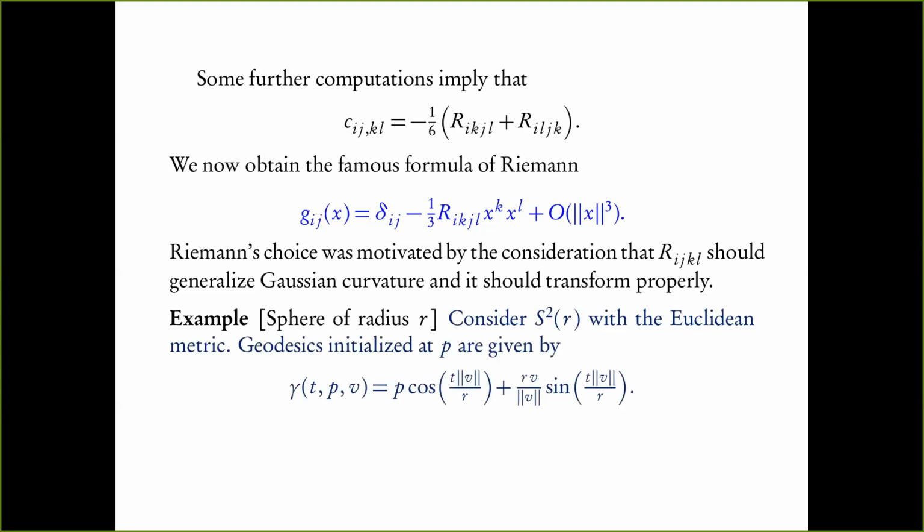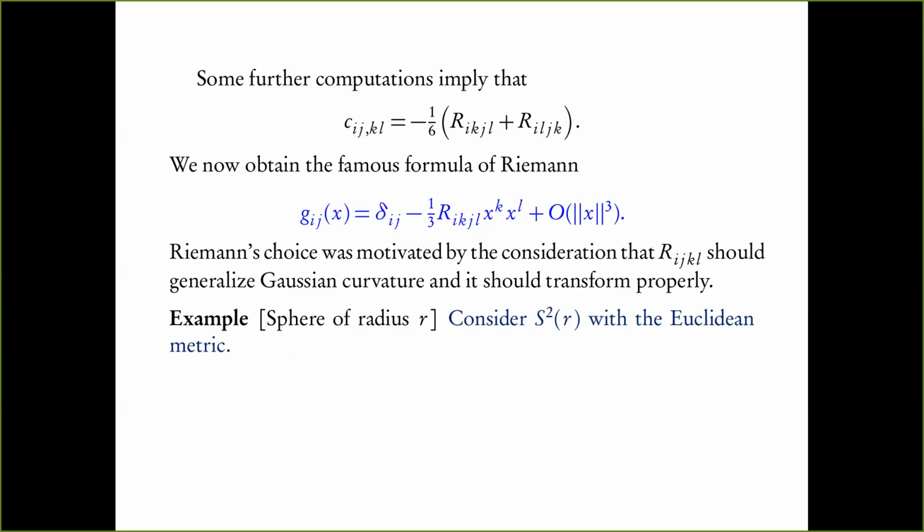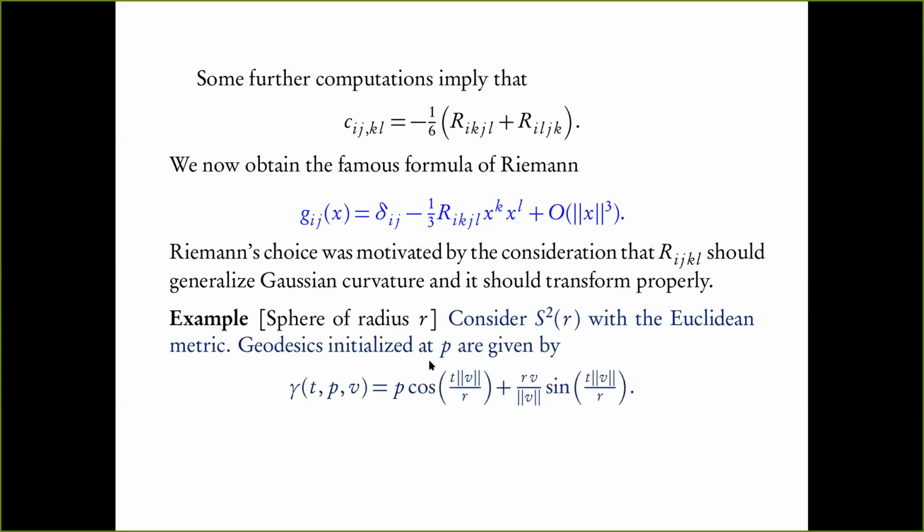So we know that. Now let's consider this sphere, S^2_r. The r stands for the radius. This is equipped with the induced Euclidean metric. What are the geodesics? Well, the geodesics are great circles. And as you all know, this is a geodesic initialized at P. We're going to choose P to be the north pole, which is (0, 0, r), but this works for any P.